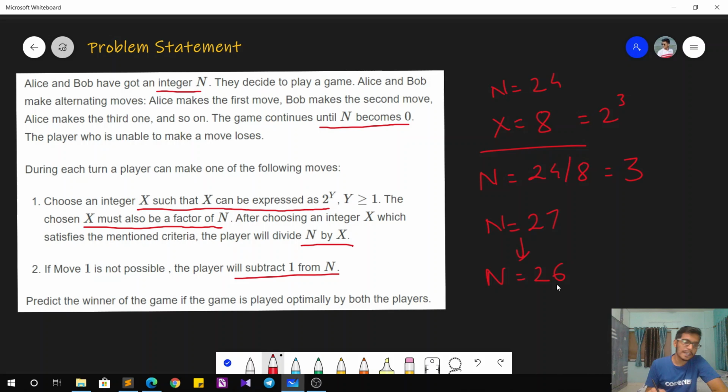Now the question is that we have to predict the winner of the game if the game is played optimally by both the players. It is also given that Alice makes the first move. It means that Alice is the one who starts the game with the given number n. So this is pretty much the question. I hope you guys have understood it. Now let's see the solution approach.